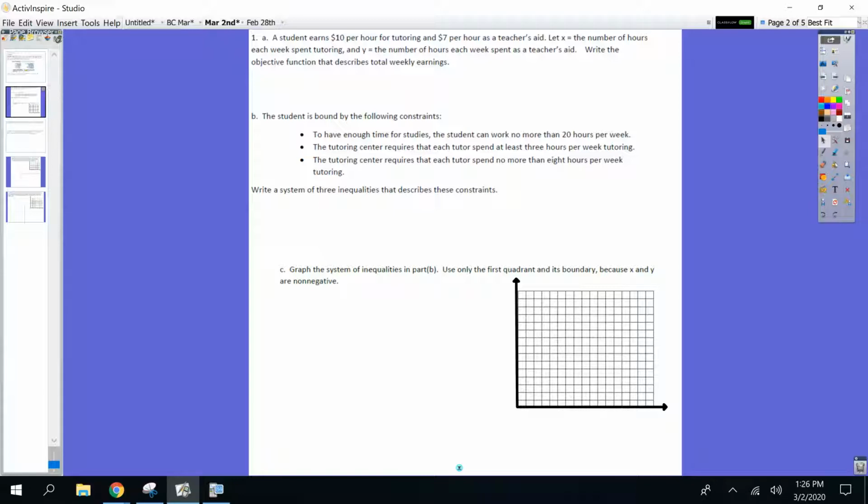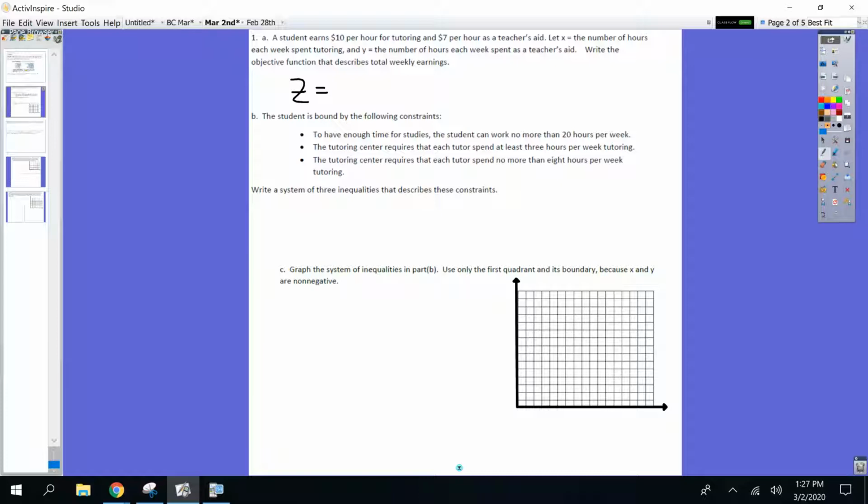All right, so go ahead and read about your tutoring and being a teacher's aide. You make some money doing that. And I came out and said, all right, guys, we're going to let X equal tutoring and we're going to let Y equal teacher's aide hours. Let's write an objective function now. That's the Z function. Usually, when you guys make these up on your own, it'll be attached to money, which in this case it is. All right, how much to tutor?